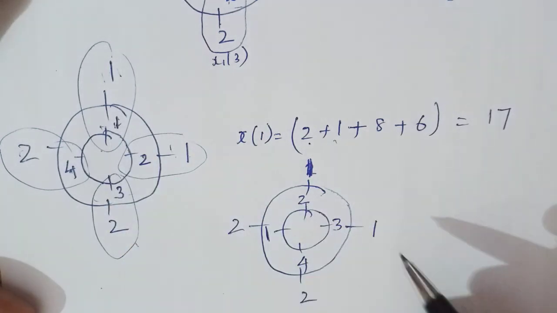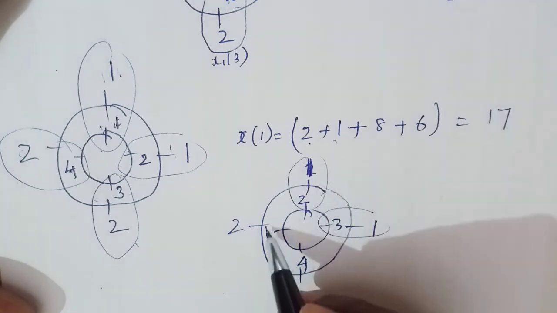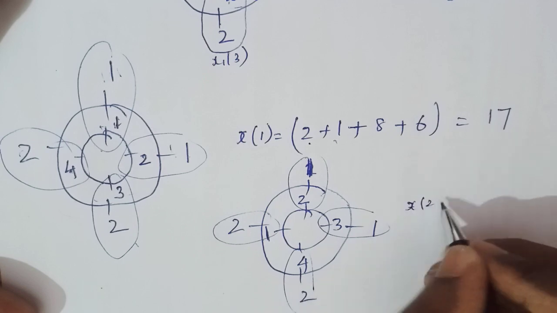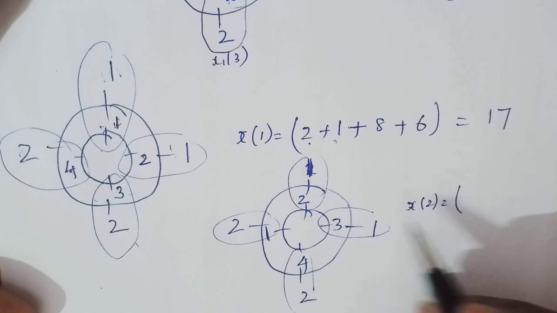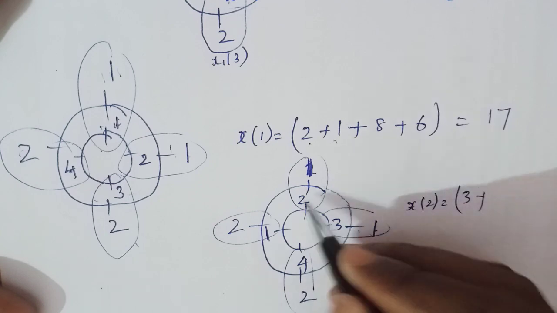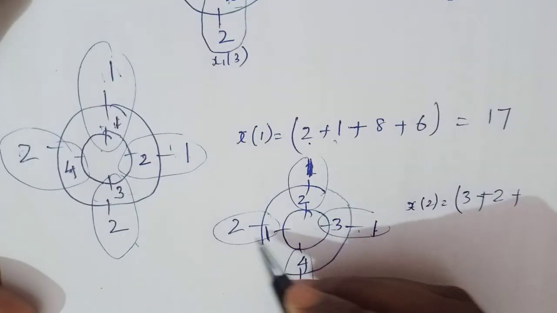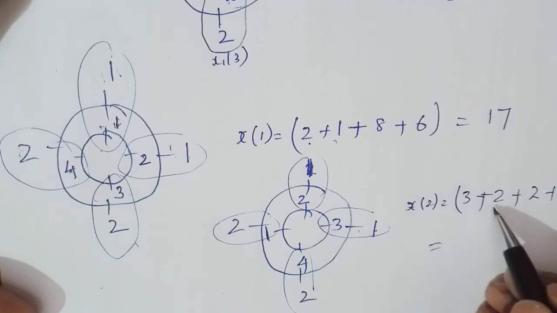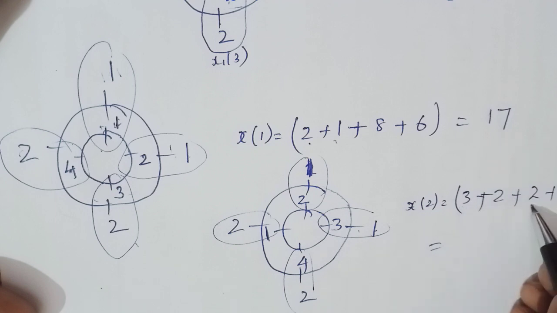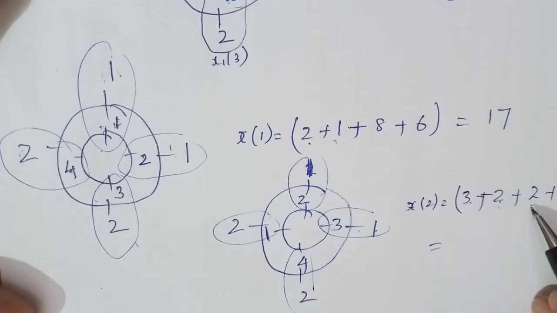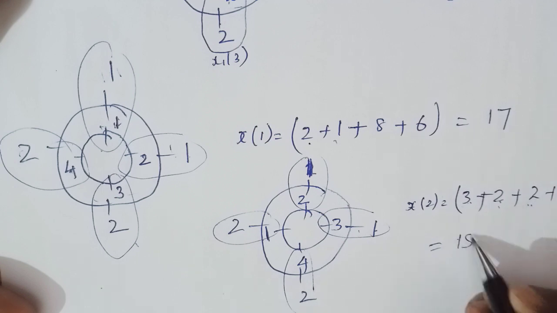So now the procedure is the same. Again, we are going to multiply and add the elements. As I do this, x of 2 is going to be 3 into 1, which is 3, plus 2 into 1 is 2, plus 2 into 1 is 2, plus 4 2s are 8. So 3 plus 2 is 5, 5 plus 2 is 7, 7 plus 8 is 15. It's going to be 15.